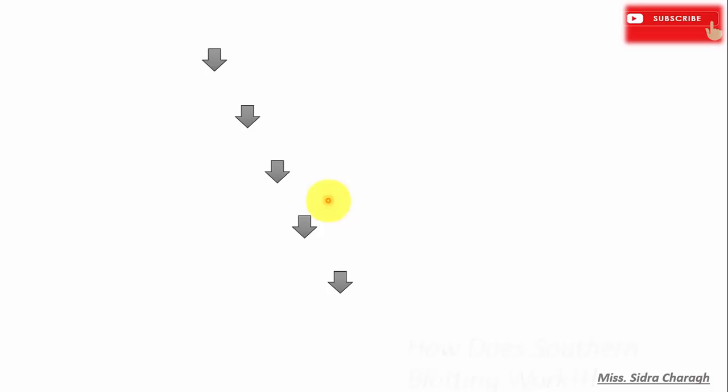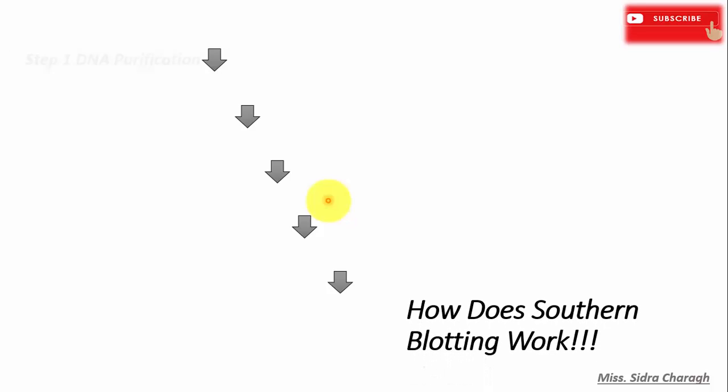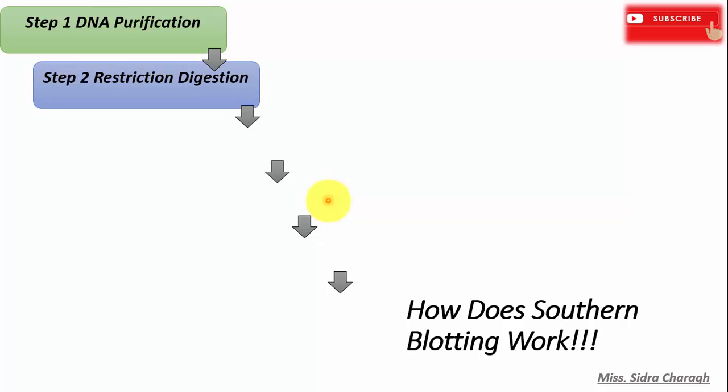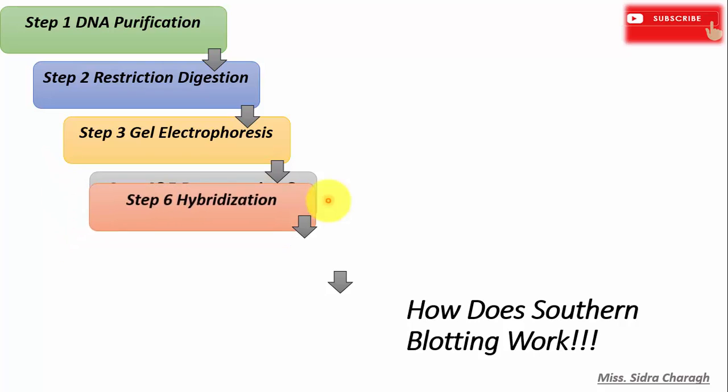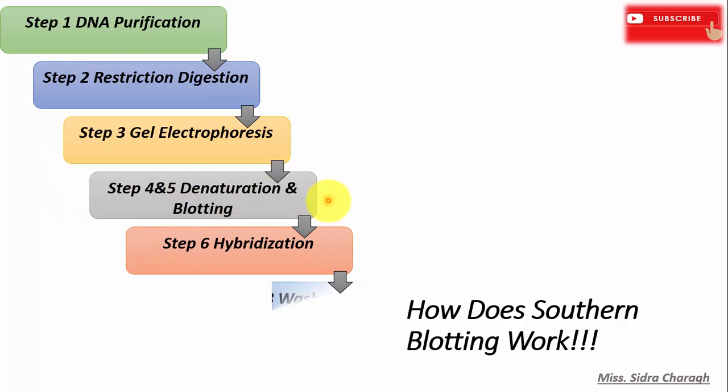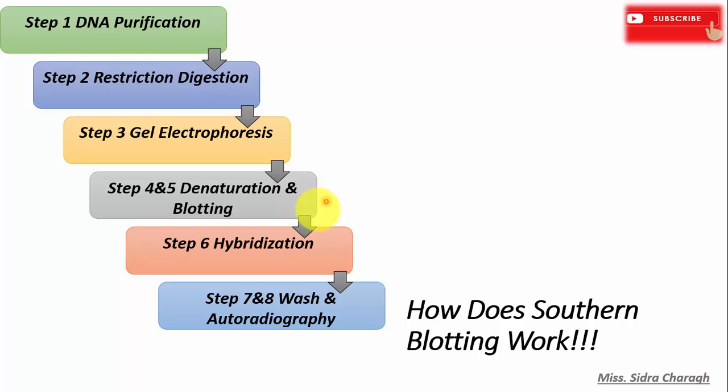Now let's summarize the Southern blotting steps. The first is DNA purification. After DNA purification, we perform restriction enzyme digestion, and then the fragments are separated through gel electrophoresis. Then they are denatured and we do blotting, and then we perform hybridization, and finally we wash to remove the unbound probes, and then we perform autoradiography.